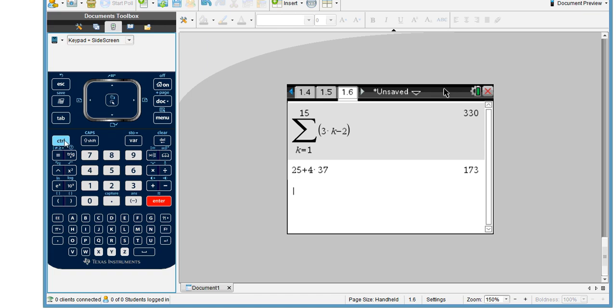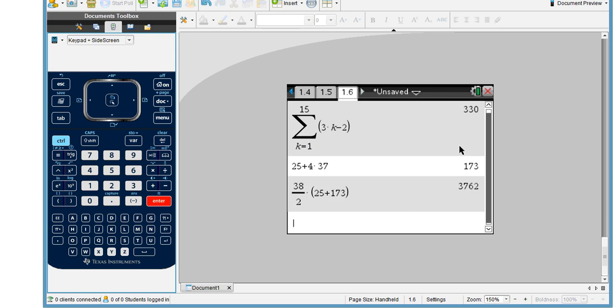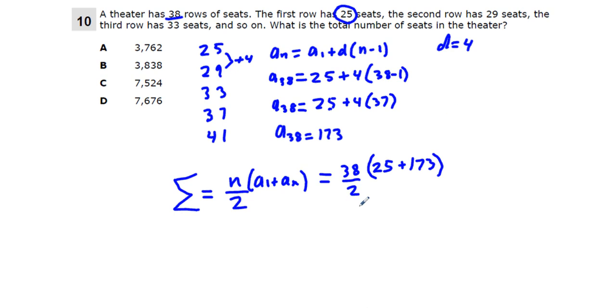So we're going to say 38 divided by 2 times quantity 25 plus 173, and that's what we get, 3,762. That's going to be answer choice A.